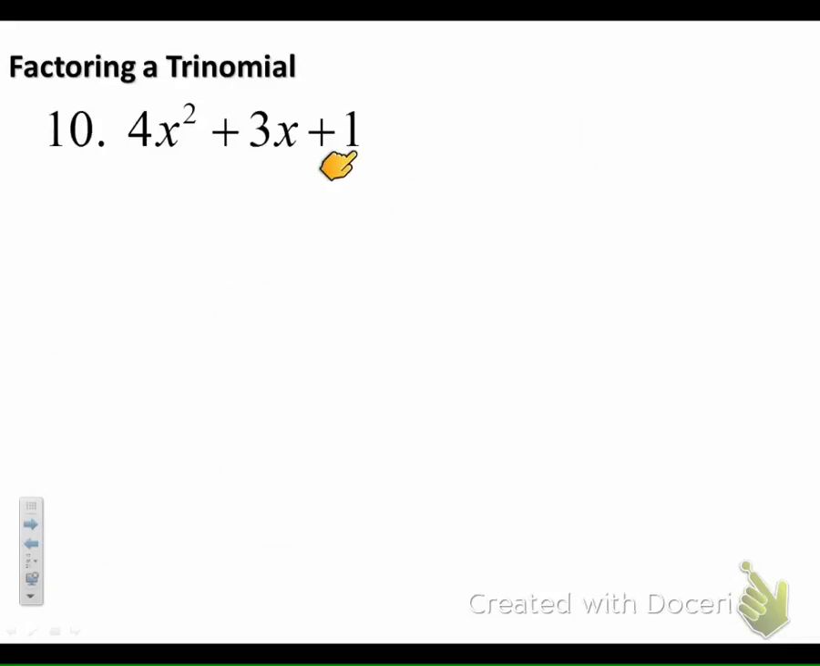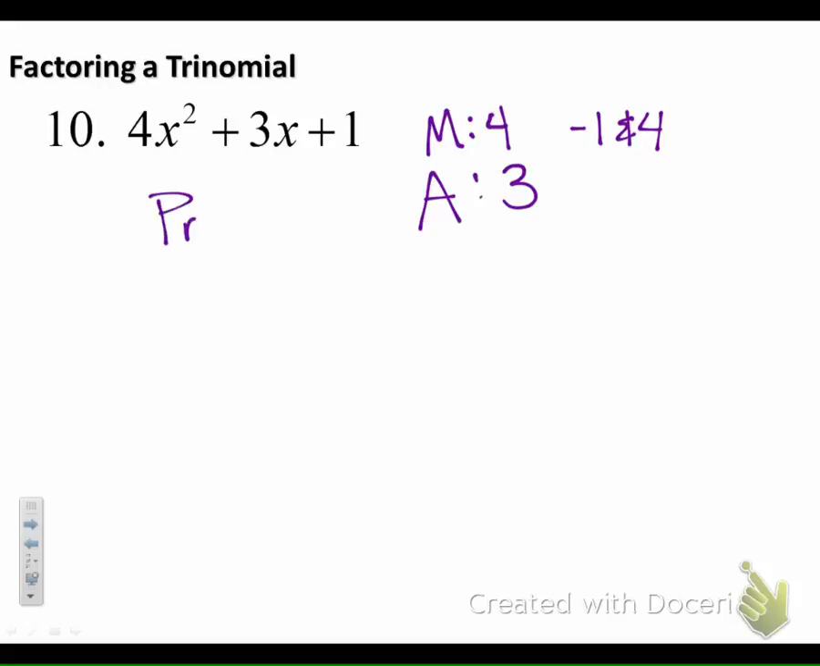Last one, 4x squared plus 3x plus 1. So, taking 4 times 1, what multiplies to 4 but has a sum of 3? Because this didn't check out, it's not called no solution, it's called prime. When you can't break up a plain number, we call it prime. When you can't break up a polynomial into factors, you also call it prime.